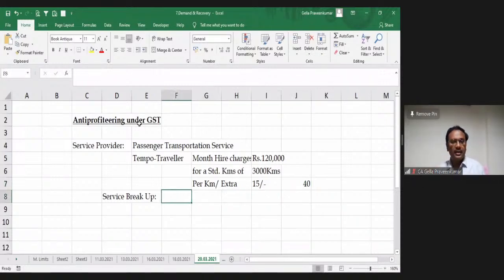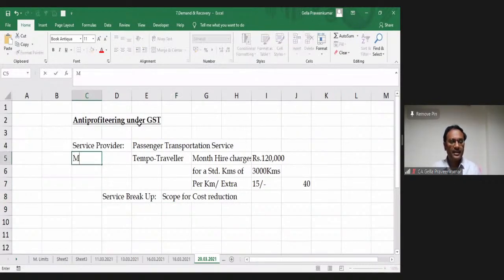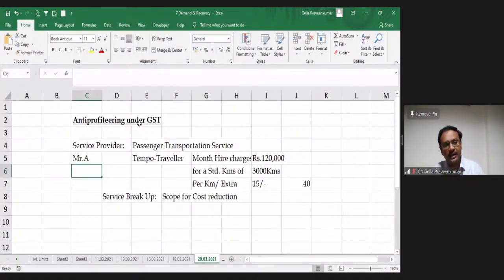Now, he says, this is my industry standard. I have been asked to charge this as per my union. I cannot charge less than this. Now, we will say, okay, let's go with the rate. Now, is there any scope for cost reduction? When you see there is a scope for cost reduction, let me call this service provider Mr. A, a proprietor. This service provider is a proprietor who is not registered under GST law.